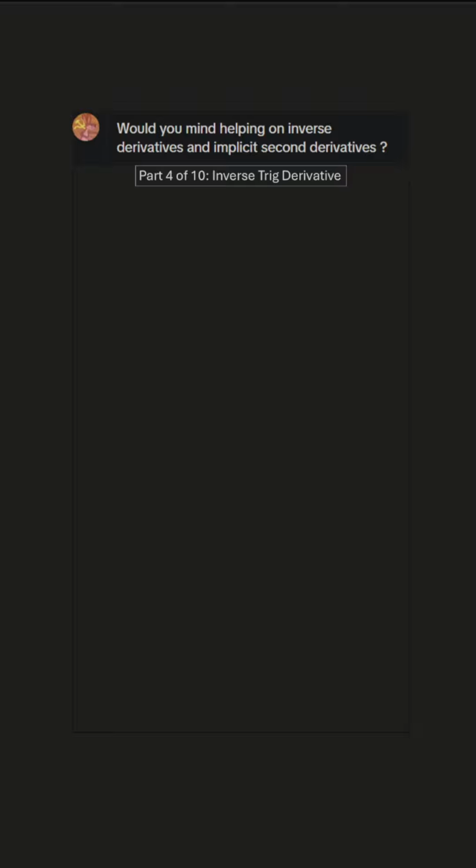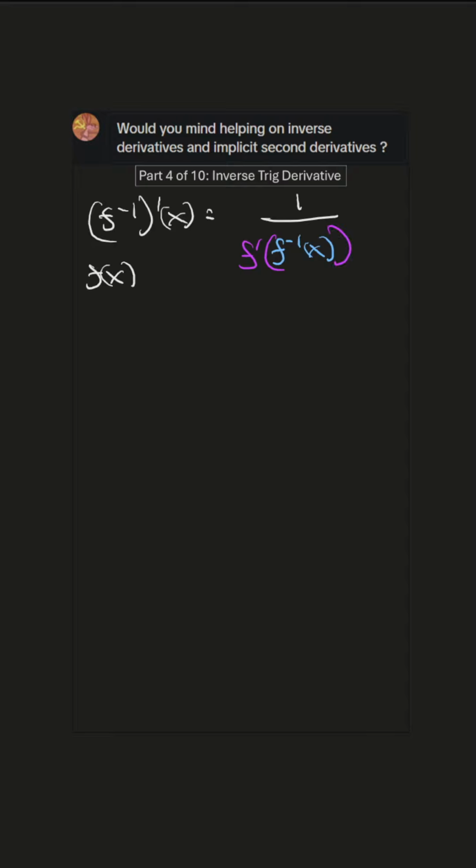Let's do one more example of inverse derivatives. This one will be trig. So remember our formula, f inverse prime of x equals 1 over f prime of f inverse of x. Now let's say our function is sine of x. Then f inverse is just arcsin of x.